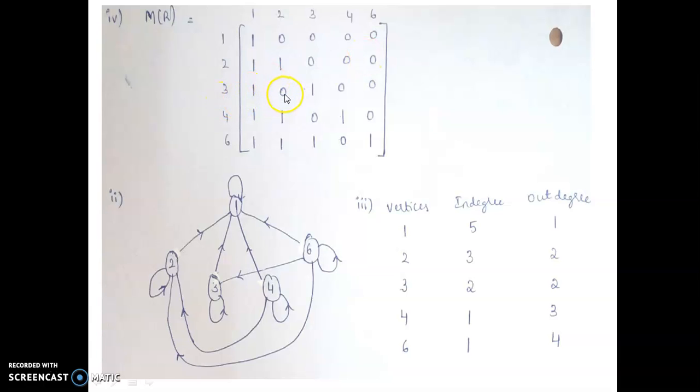(3,2) we don't have an edge. (3,3) we have a loop, so that's why it is written as 1. (3,4) no. (3,6) no. And (4,2) we have an edge, yes. (4,3) we don't have an edge. (4,4) we have an edge, and (4,6) we don't have an edge. Next 6.